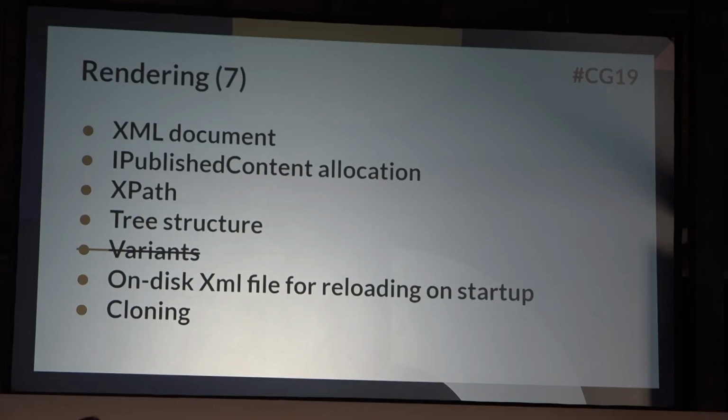So we've tried to benchmark things, and what are we seeing, like results? On rendering, which is basically what your sites are doing, so we feel that's the most important thing. Rendering in version 7 was an XML document that was all in memory. We were allocating IPublishedContent all the time. That's expensive. And serializing things back and forth, using XPath to navigate the tree structure. That was slowish. And cloning a lot of things, basically cloning the entire XML tree whenever you start publishing or previewing.